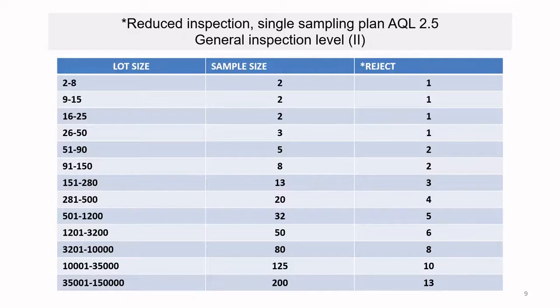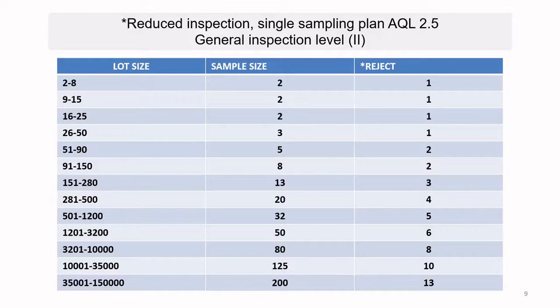Now, general inspection level, it has different levels 1, 2, 3. So, this table represents general inspection level 2. If you take general inspection level 1 or if you take general inspection level 3, then these numbers that you see on the slide, that would change.